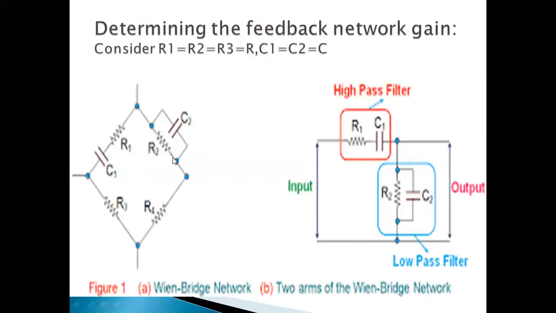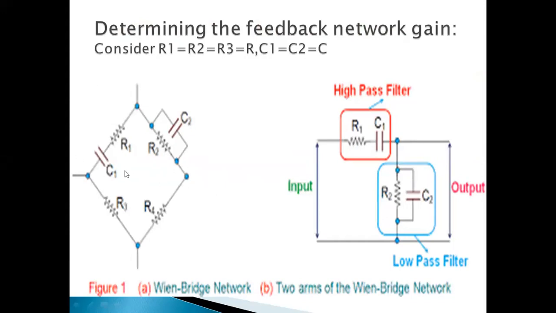Simply we can say that this is the lead lag network. This is the voltage divider network. This is the input point for the feedback network. This is the output point for the feedback network. And this is normally ground.